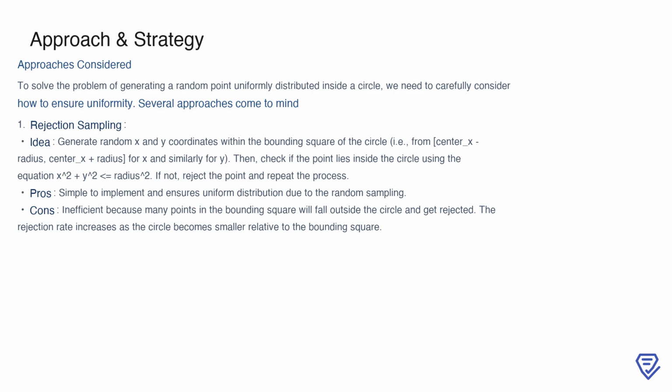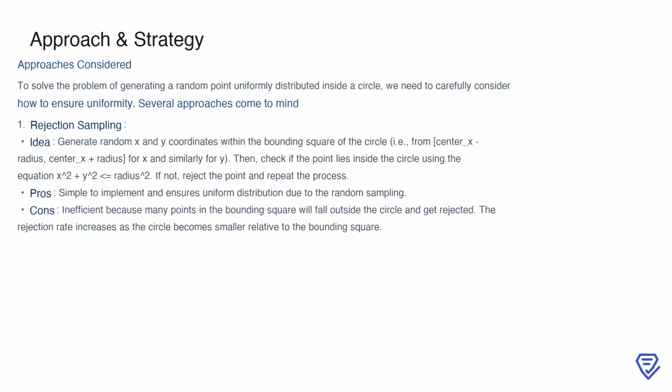To generate random points uniformly within a circle, we explored a few different approaches. The first is rejection sampling. Here, we generate random points within the bounding square of the circle by choosing x and y coordinates randomly within the range of the circle's diameter. Then, we check if the point lies inside the circle using the equation of a circle. If it satisfies the condition, we accept it; otherwise, we reject it and try again.